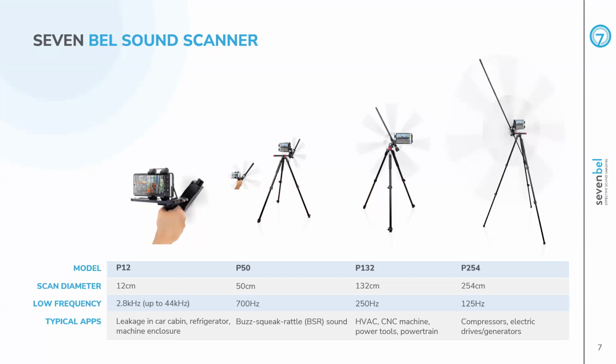And last but not least, the P12. This device is equipped with ultrasound microphones. It can locate sounds from 2.0 kilohertz up to 44 kilohertz, and it can be used in applications like leakage localization in car cabins, refrigerators, and machine enclosures.